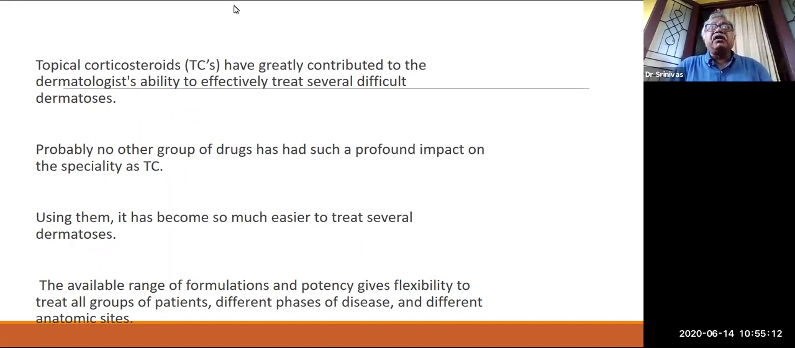Some are more potent, some are less potent, some are long lasting, some are short lasting, some penetrate faster, some penetrate slowly. Each of these advantages or properties of the topical steroid, and the vehicles that go with it, can be exploited to give the maximum benefit and also minimize the side effects of the steroids.